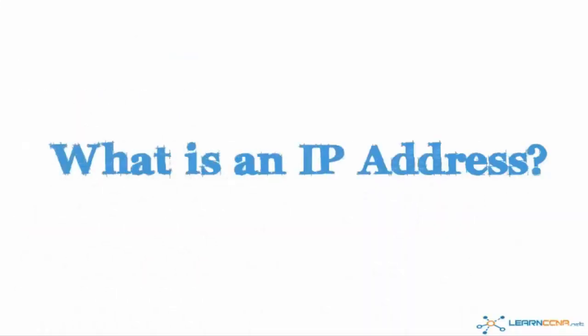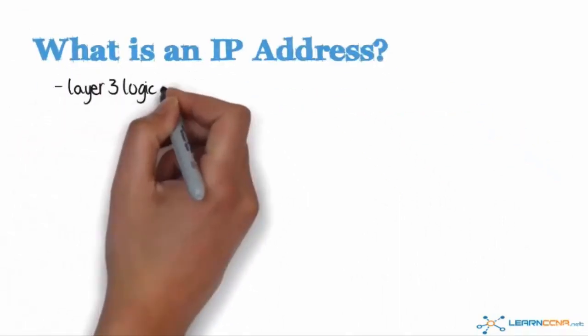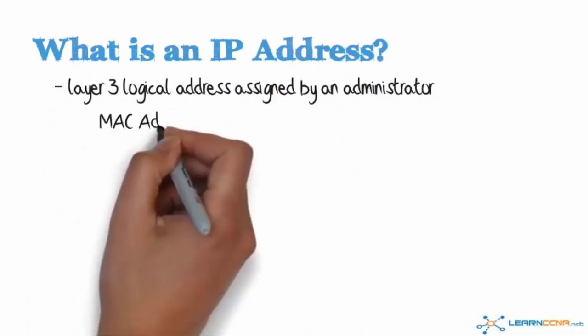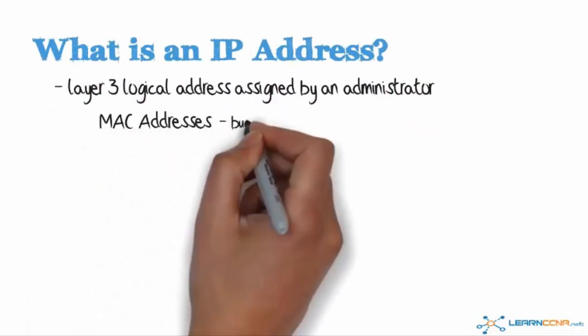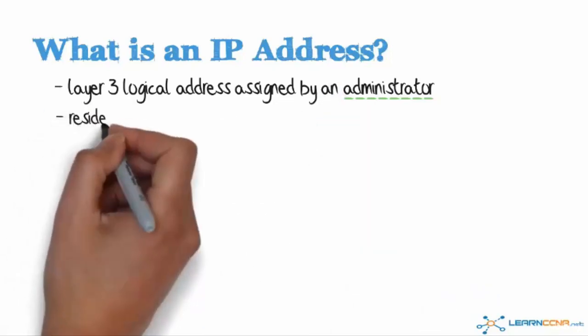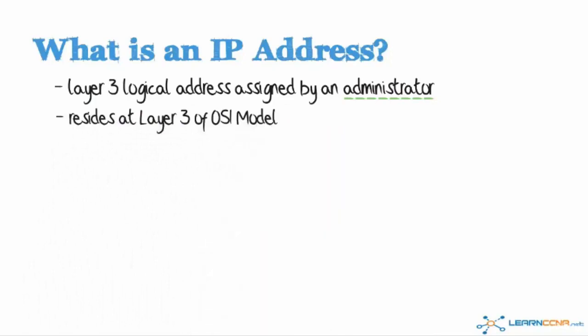So what is an IP address? An IP address is a layer 3 logical address assigned by an administrator. Unlike MAC addresses, which are hard-coded or burnt into network interface cards by the manufacturer, an IP address is configured by an administrator. The IP address may change within a subnet, for example, when using DHCP or Dynamic Host Configuration Protocol. An IP address resides at layer 3 in the OSI model. Please refer to the OSI videos for more details on how the OSI model works.